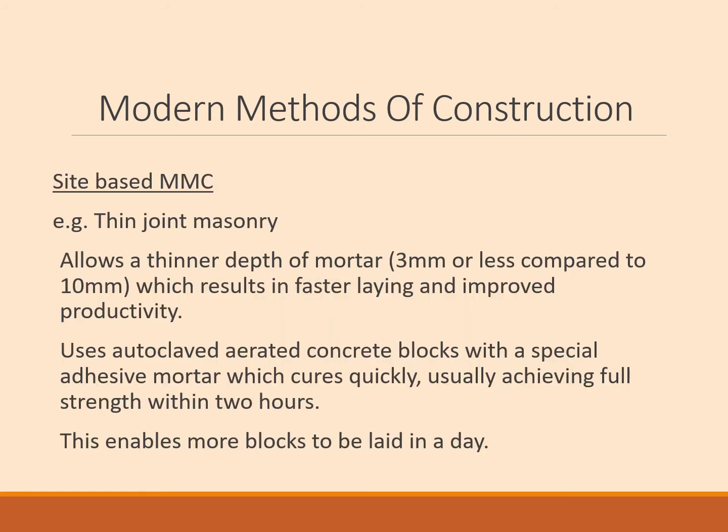Thin joint masonry allows a thinner depth of mortar, typically 2 to 3 millimeters compared to the traditional 10 millimeters. It results in a faster laying time and improved productivity. The method uses autoclaved aerated concrete blocks and a special adhesive mortar which cures quickly. Full strength may be achieved within 2 hours, and this enables more blocks to be laid in a day.